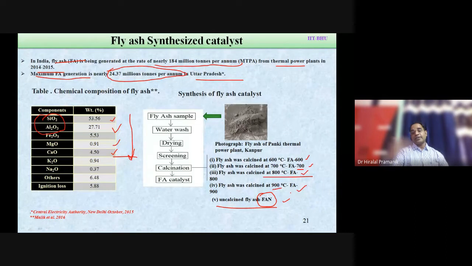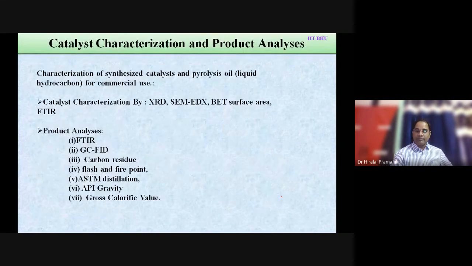So later on, in catalytic pyrolysis of plastic waste using this fly ash catalyst, when I discuss, I won't refer to the temperature. Simply I would say FA 600, 700, FA 800 and FA 900, and FAN catalyst. So I hope people understand it when I discuss this.